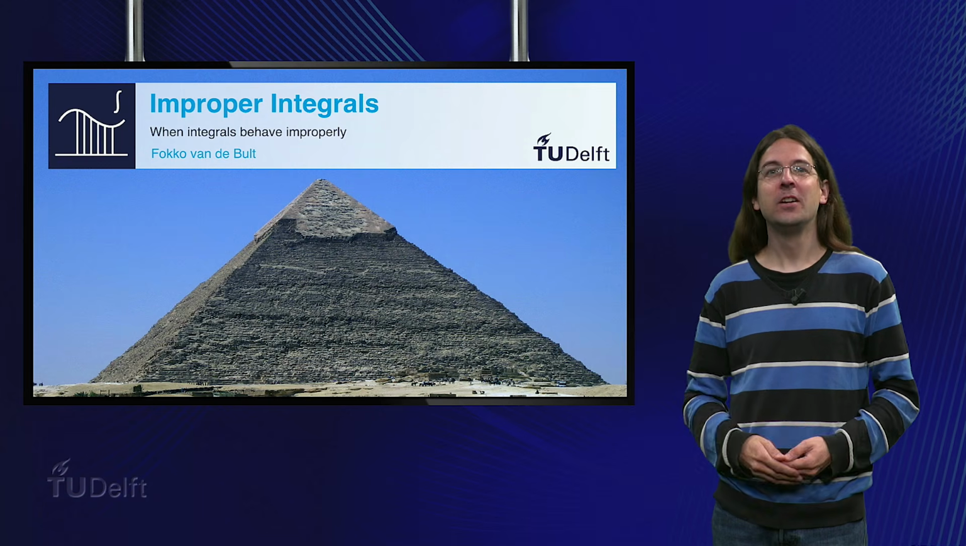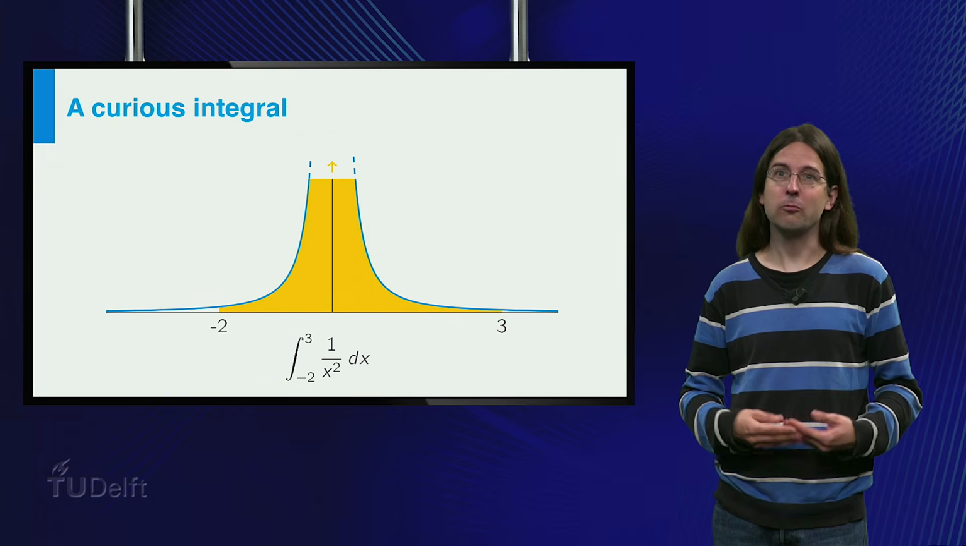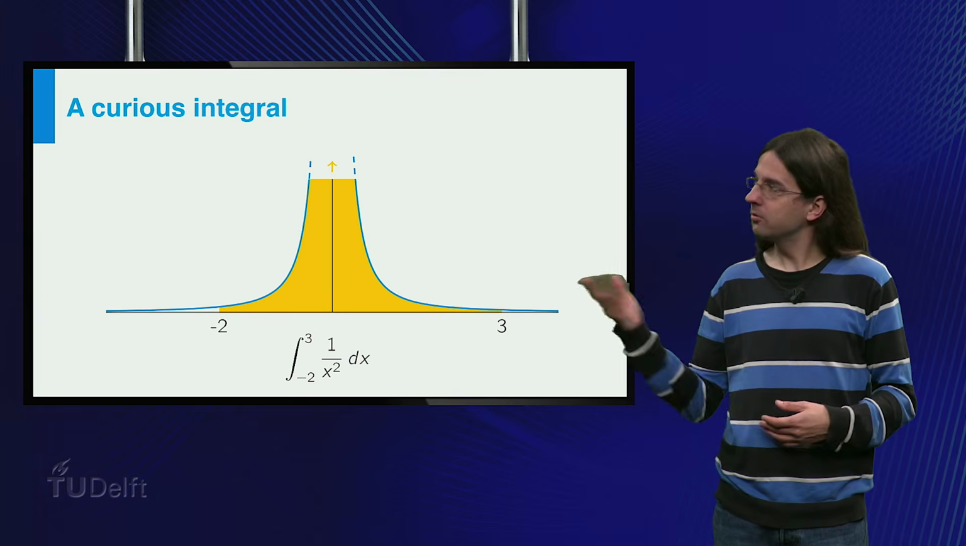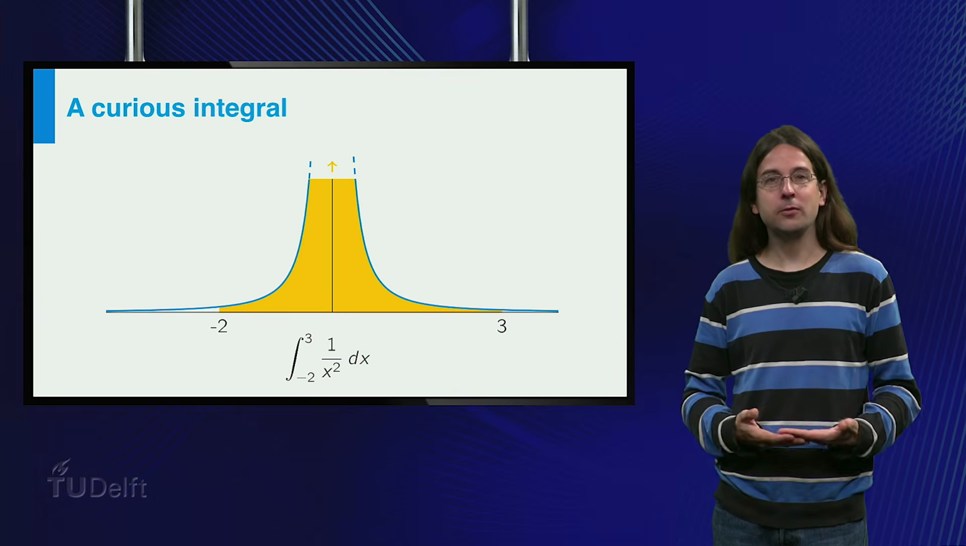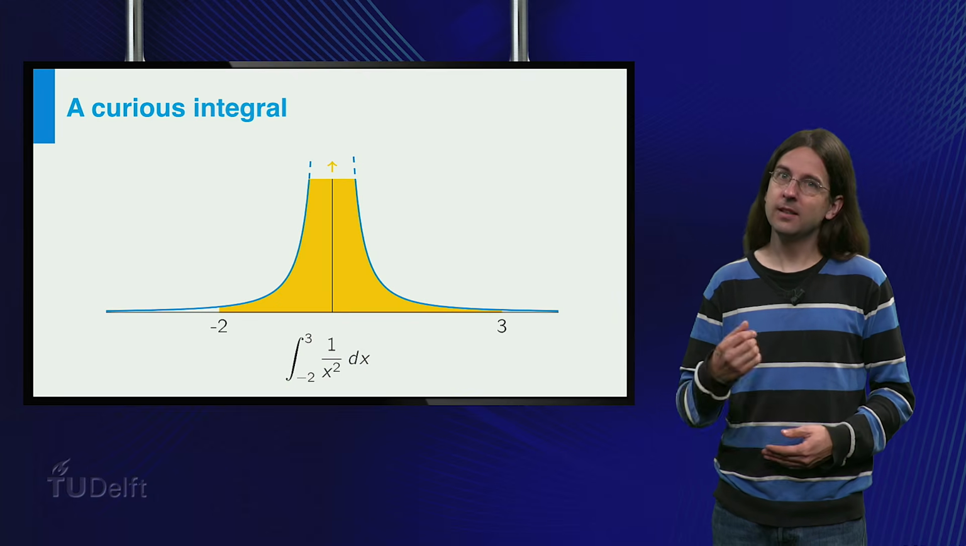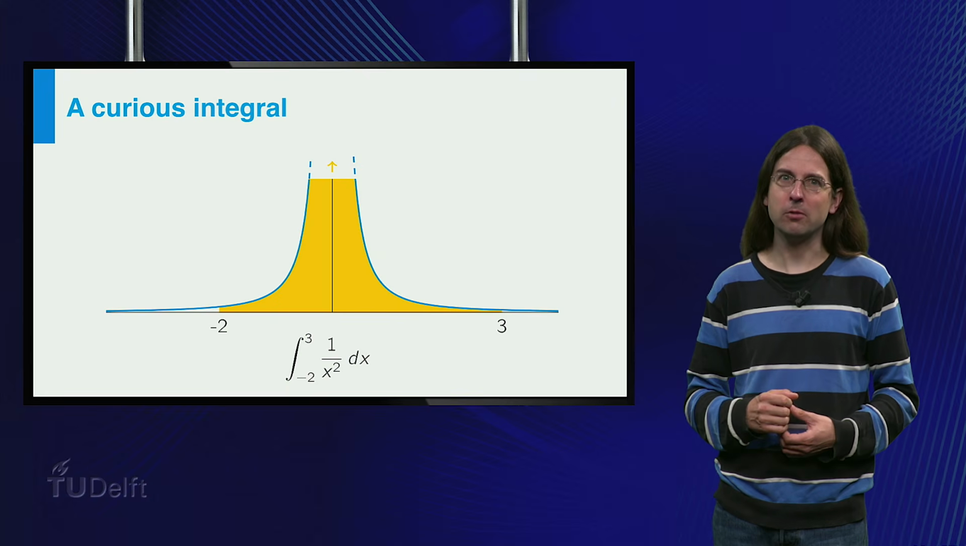Hi all! Today I will discuss a curious integral, the integral of 1 over x squared from -2 to 3. On the screen you see the graph of the function and the area this integral represents. Let's do the calculation. Do you remember the antiderivative of 1 over x squared?